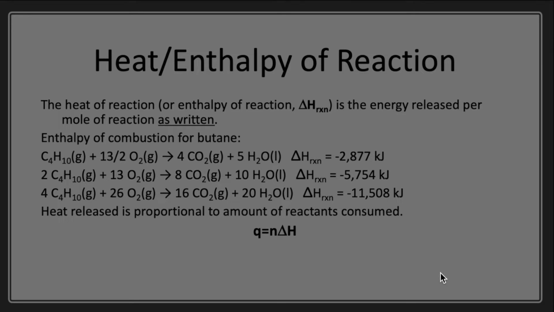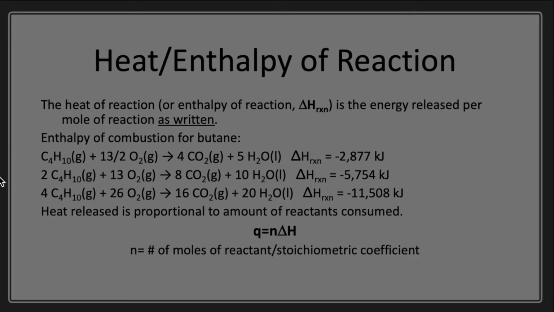For these situations, we are always going to use Q equals n delta H. n here has a special meaning, which is the number of moles of reactant divided by its stoichiometric coefficient. Okay, so if I'm talking about butane here, and I'm using my first reaction here, my coefficient is 1. That makes my life easy. I just calculate the number of moles, and then I'm using my delta H for here, negative 2877.